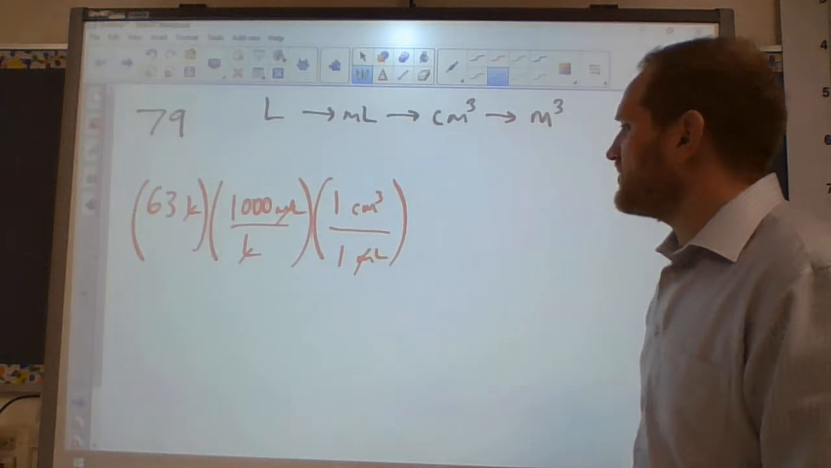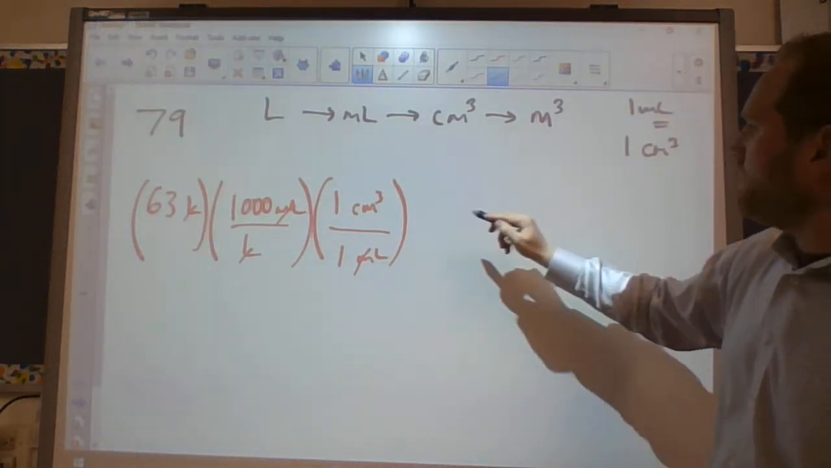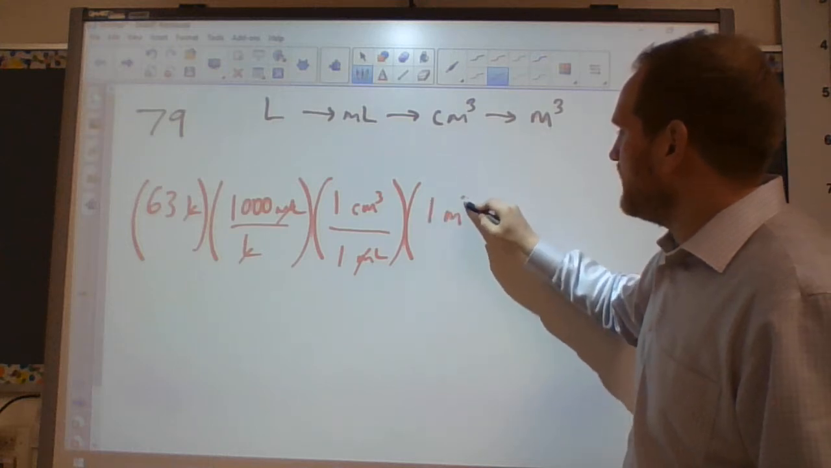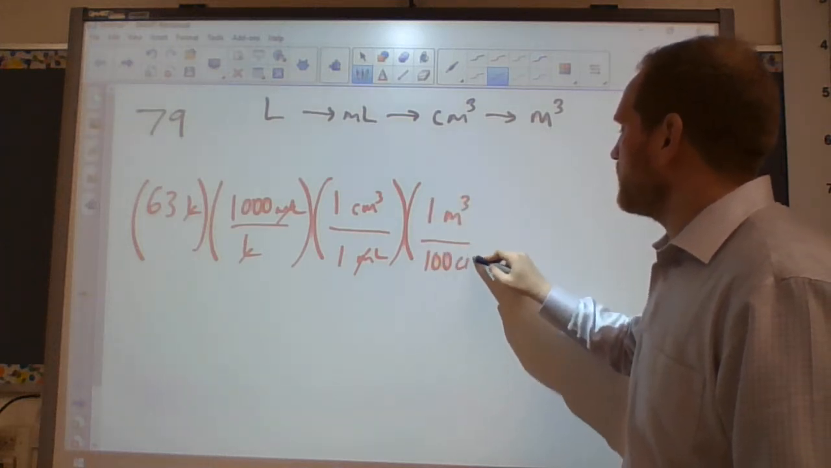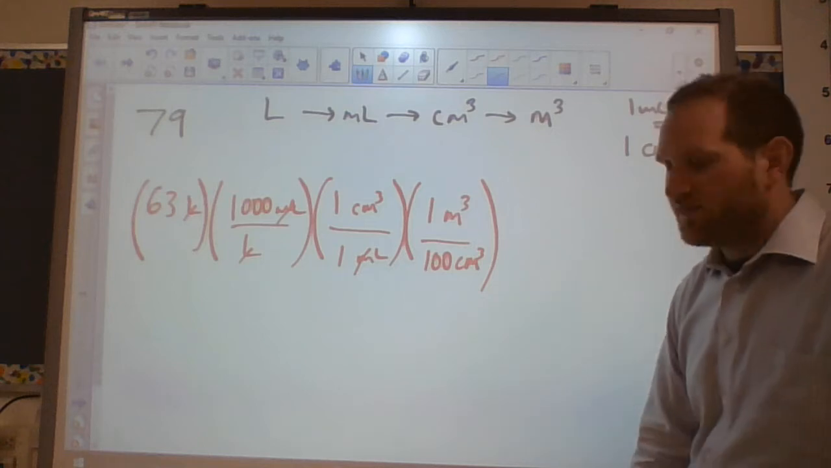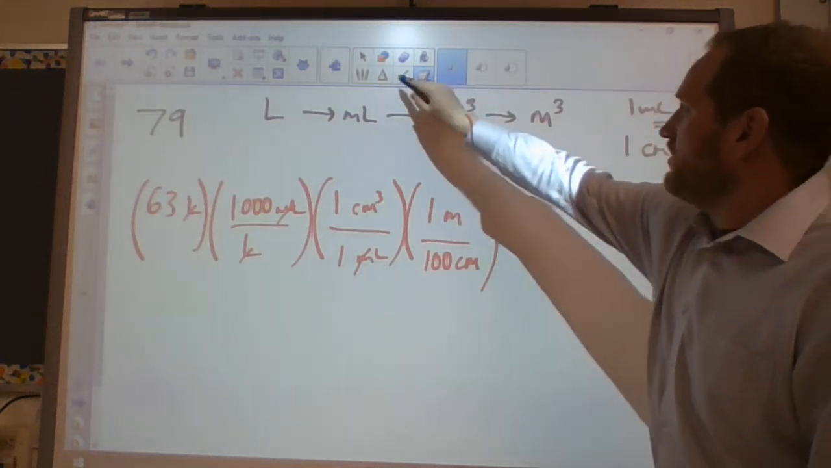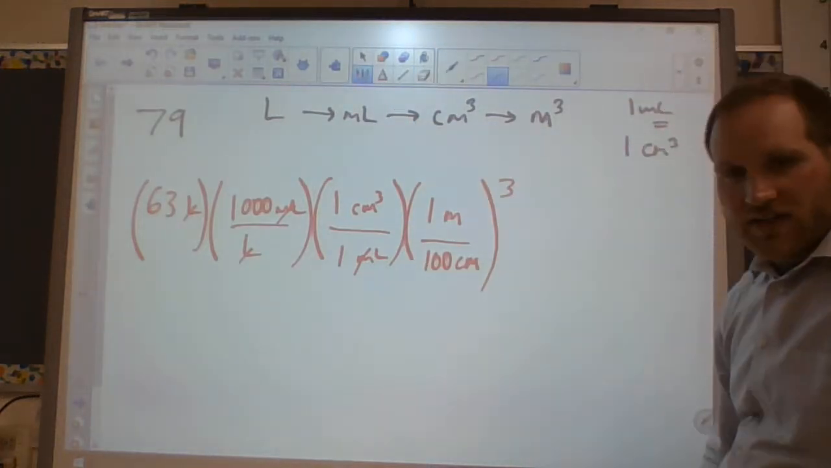All right, so that gets us into centimeters cubed. Now to go into meters cubed, you cannot do this. Let me show you what you cannot do. 1 meter cubed over 100 centimeters cubed, because that is not correct. What you have to do is say 1 meter over 100 centimeters, cubed on the outside.